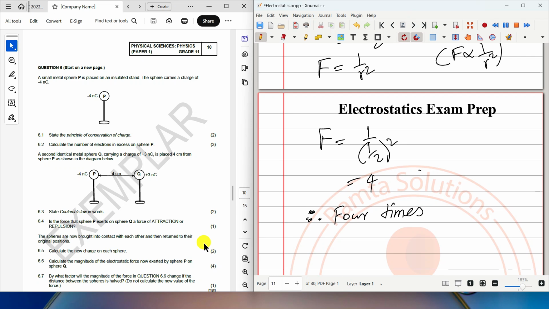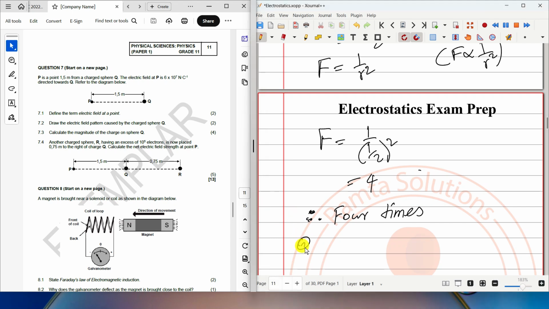So check this out. We are on the right track. You see, now you will be able to finish your exam on time. Now let's go to question 7.